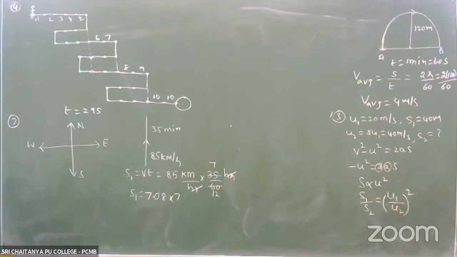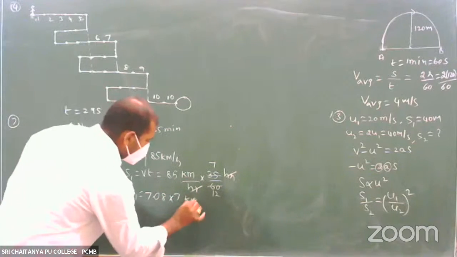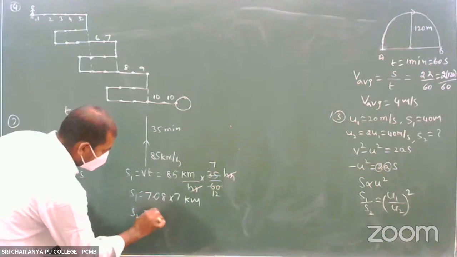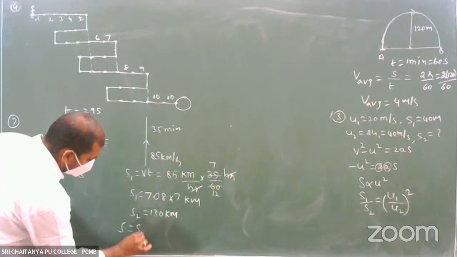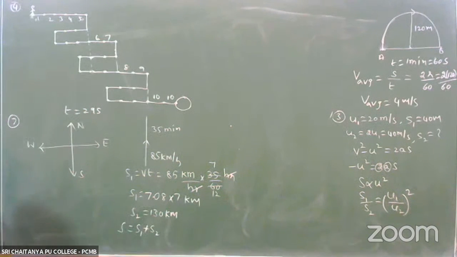Next, second time he traveled how much distance? Second time he traveled a distance 130 kilometers. That total distance S is equal to S1 plus S2. Then you will get it. You will get second option, 179.6 kilometers.